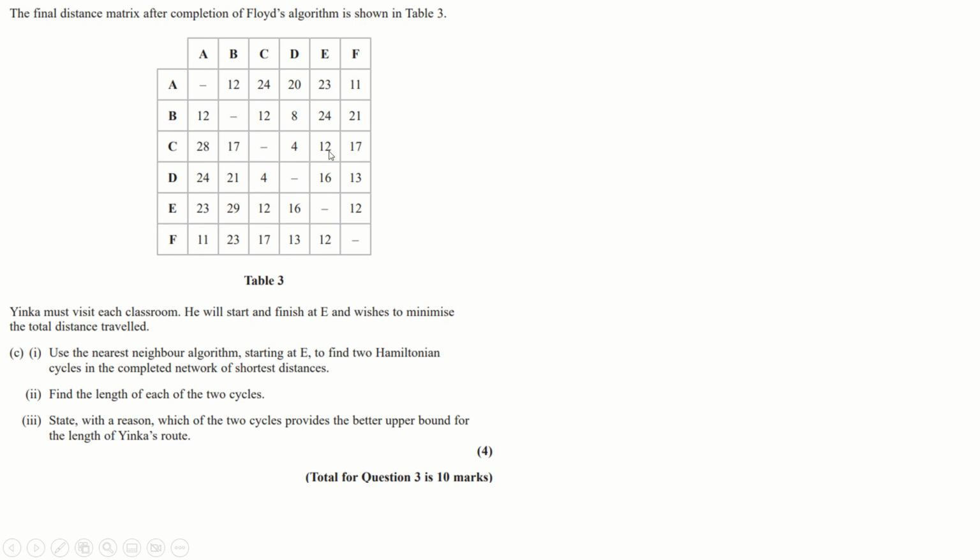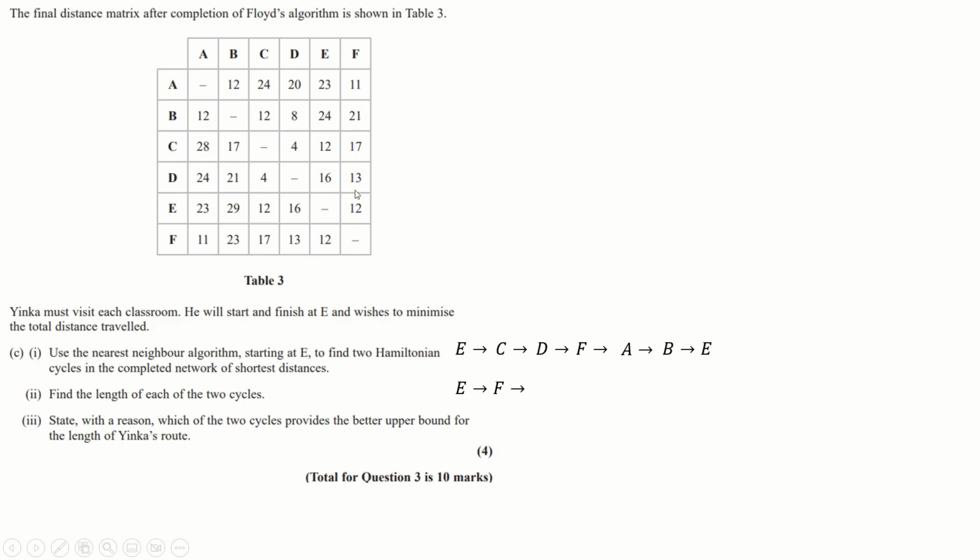So starting at E, your two choices are either to go to C or to F, since they're equal distance. So we'll start with two routes there. Let's do this C one first. Once you've gone to C, the shortest route is to D. Once you're at D, the shortest route is to F. Once you're at F, the shortest route is to A. And once you're at A, the shortest route is to B. And then you need to go back to the start again, so then we need to go to E.